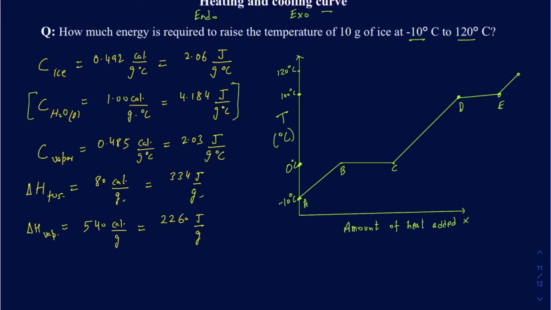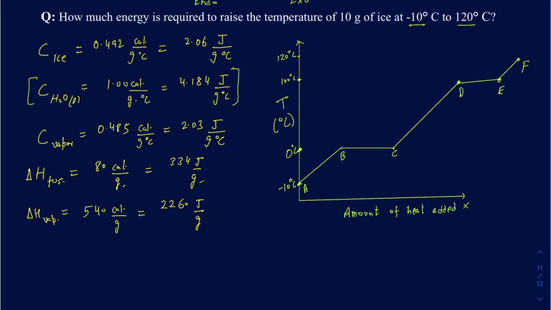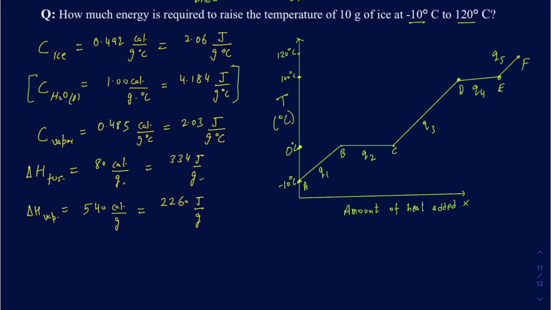Now, when I'm looking at these different points here, A, B, C, D, E, and let's call this F right there, let's say I'm going to need Q1 heat to go from A to B, and then I'm going to need Q2 going from B to C, and Q3 going from C to D, and then I'll have Q4 going from D to E, and then Q5 when you're going from E to F. So there are actually two different types of energies being taken place here. So you have Q1 and then Q3 and then Q5.